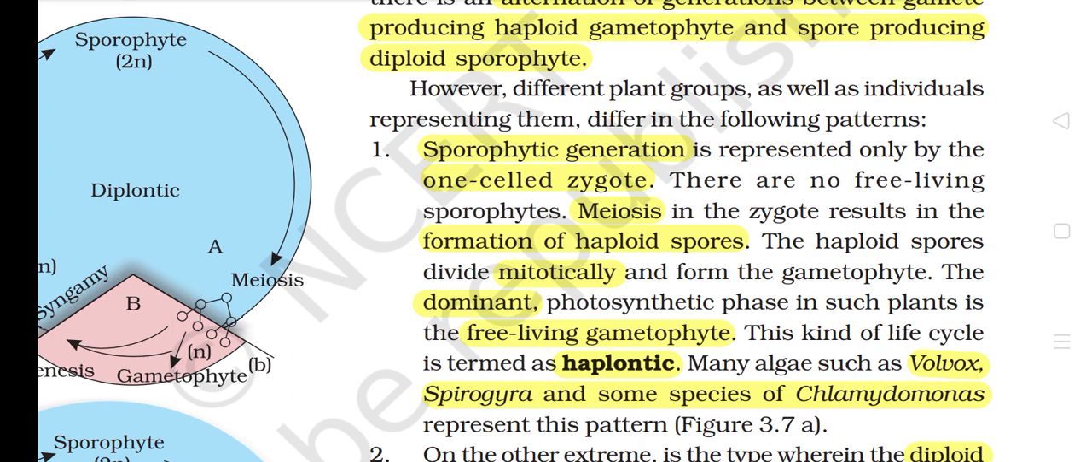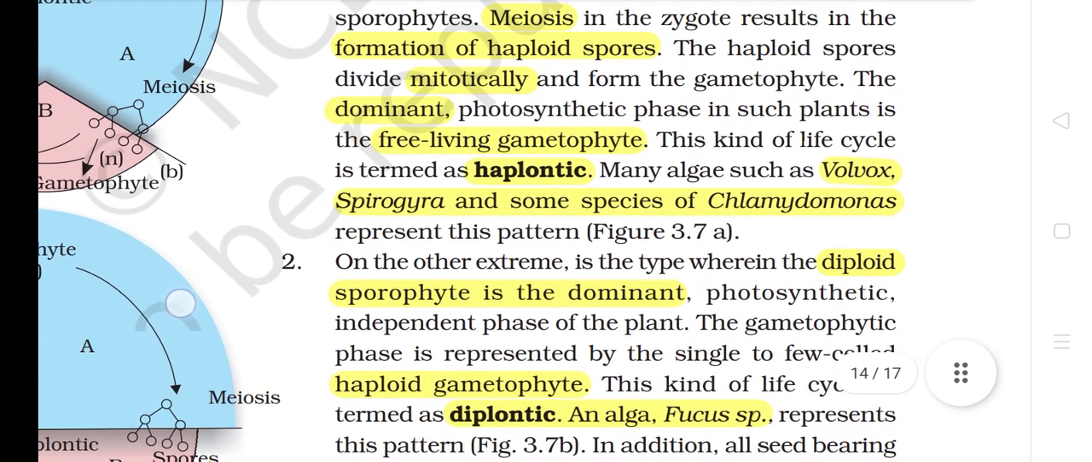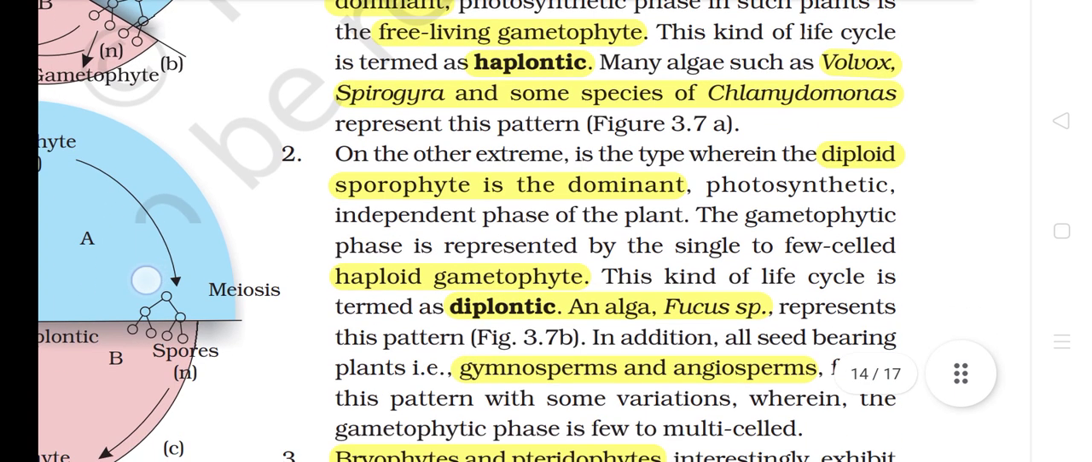A sporophytic generation is represented only by the one-celled zygote. There are no free-living sporophytes. Meiosis in the zygote results in the formation of haploid spores. The haploid spores divide mitotically and form the gametophyte. The dominant photosynthetic phase in such plants is the free-living gametophyte. This kind of life cycle is termed haplontic. Many algae such as Volvox, Spirogyra and some species of Chlamydomonas represent this pattern.